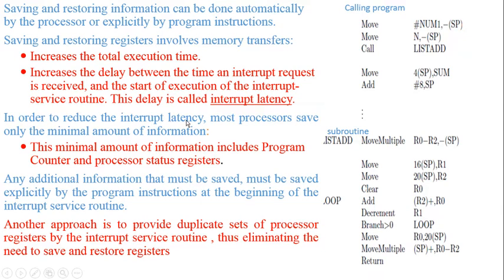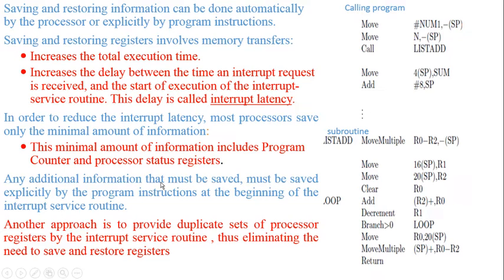In order to reduce the interrupt latency, most processors save only a minimal amount of information, like the program counter value and processor status register information. So we want to reduce the interrupt latency. What is the mechanism we use? After the interrupt request arrives, before starting the execution of the interrupt service routine, we store a minimum amount of information, so that we can reduce the interrupt latency. The minimum information includes the program counter and the processor status register information.